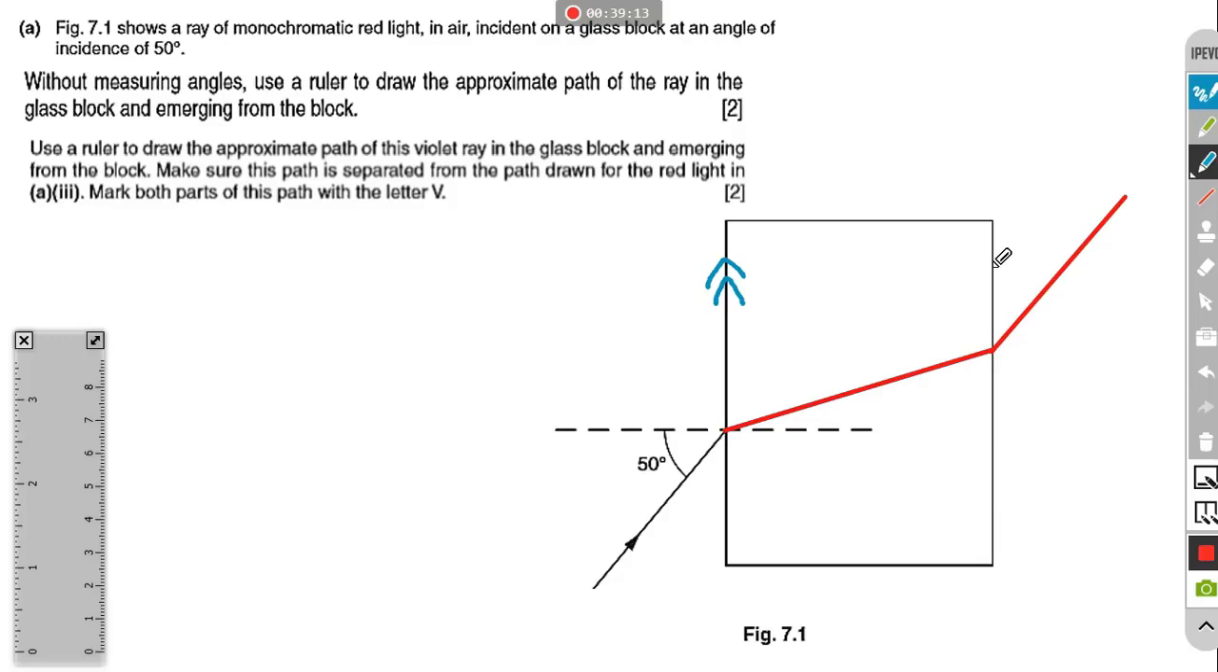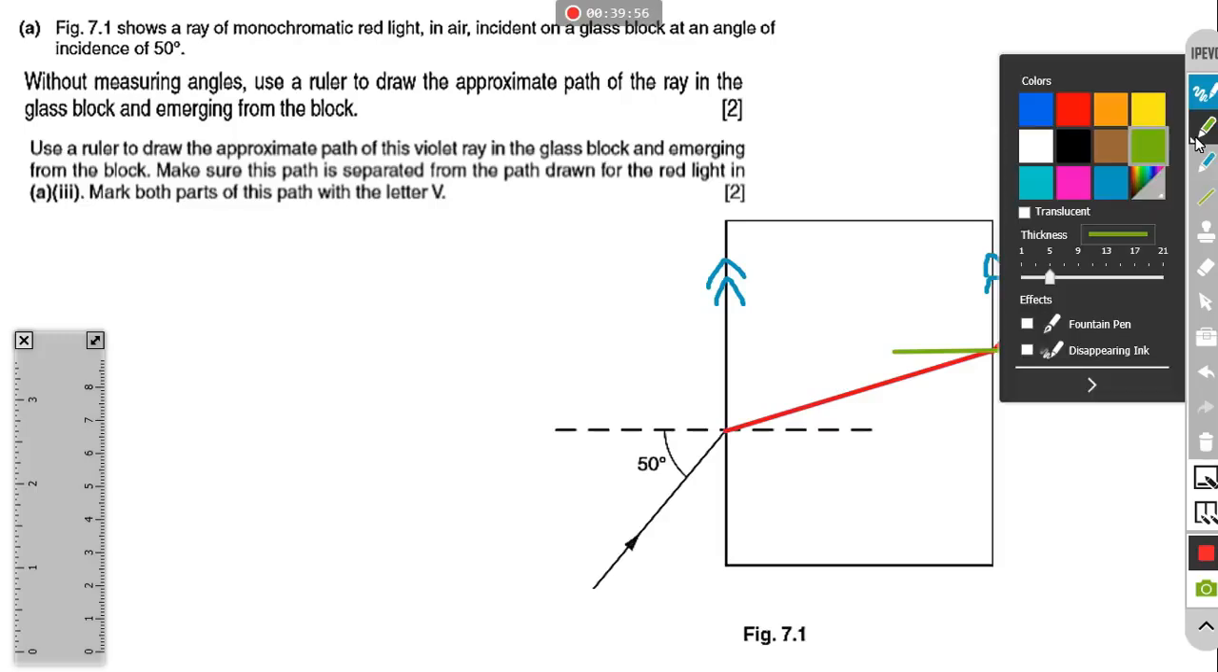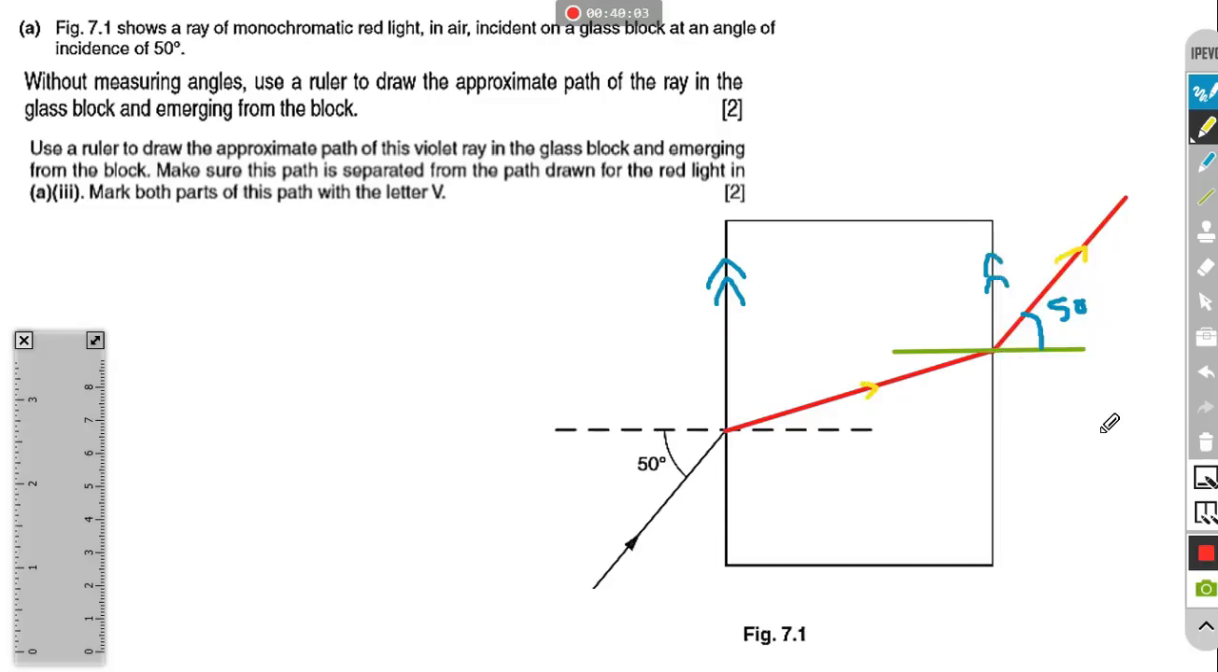Those sides, this side is parallel to this side. So therefore, if the incident angle is 50, the emerging angle should also be 50 degrees. We don't know the angles in between because we didn't calculate, but definitely the emerging angle should be 50. And don't forget, of course, to label the direction of travel.